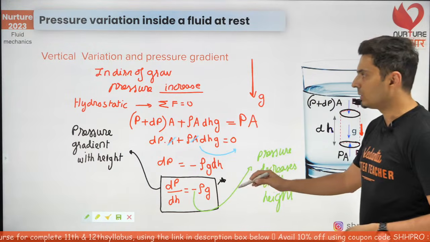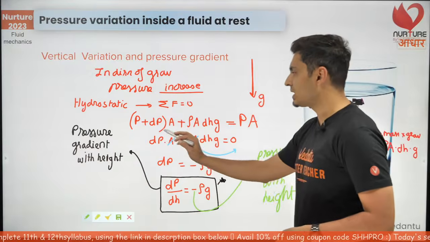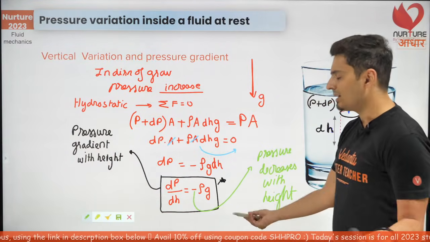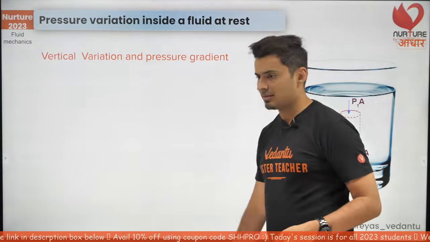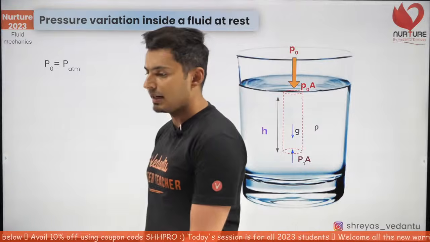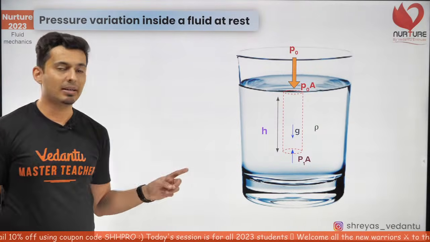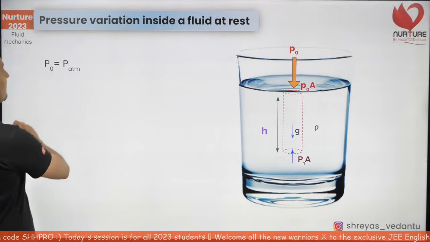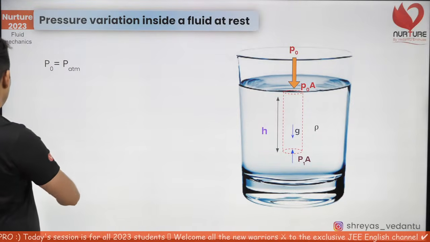Very good. So this is what it is. dP by dH is called the pressure gradient. Minus because the pressure decreases with height. Rho and g are the density and gravity at that place. Perfecto. Now, using this you can calculate the pressure at any depth h. So we can do that pressure variation inside a fluid.